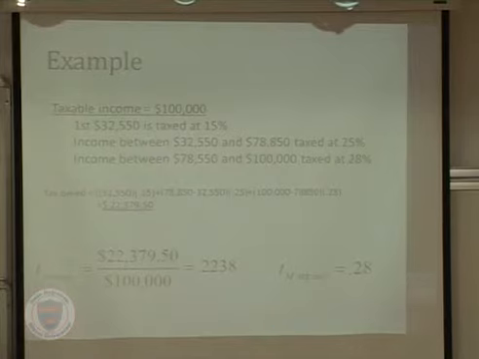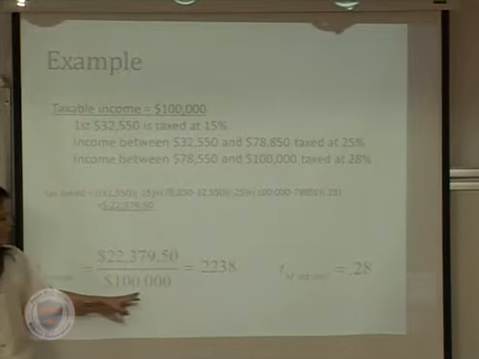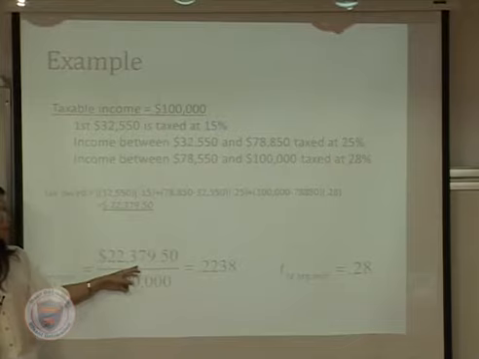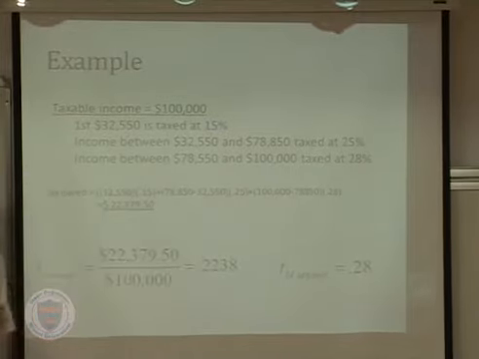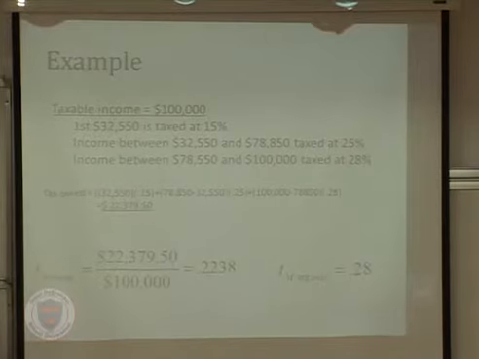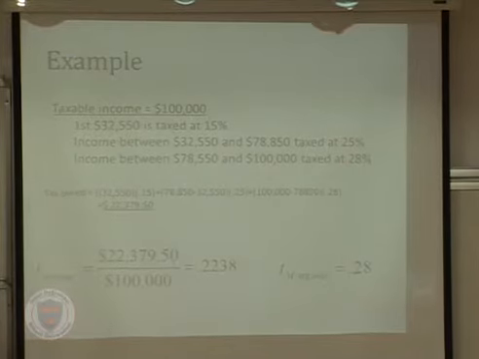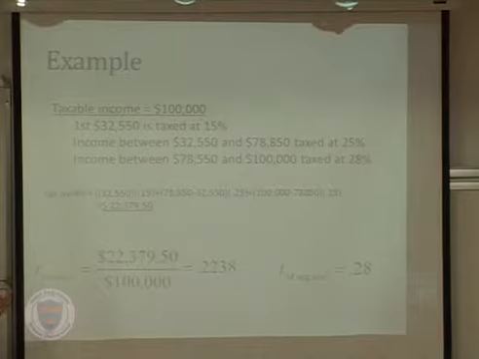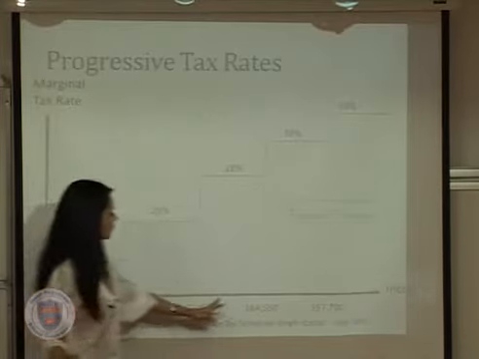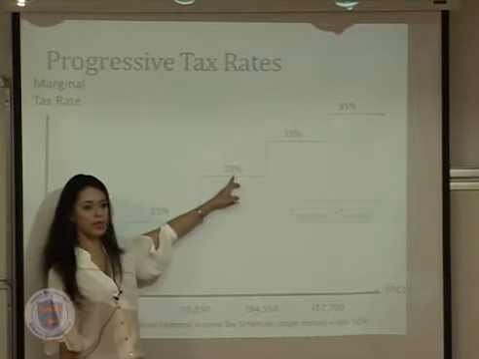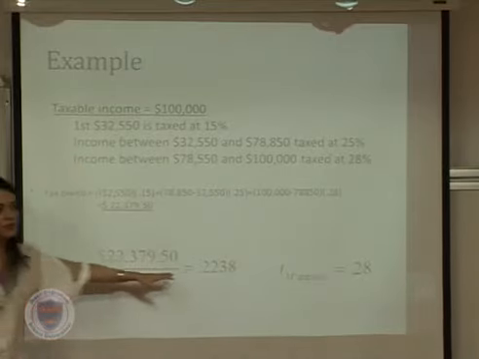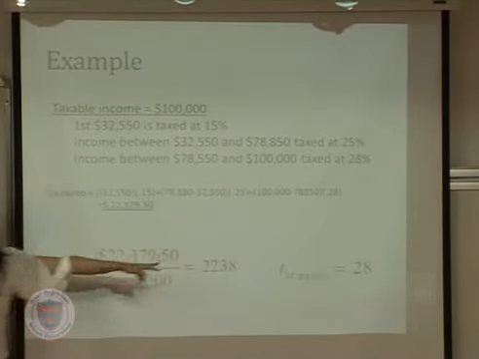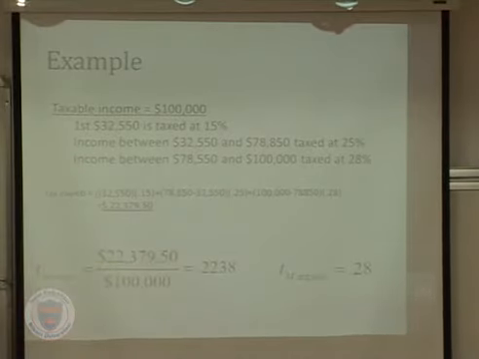So what is the average tax you pay? Compared to your $100,000 taxable income, you're paying 22,000. So the average tax rate is 22%. But if I ask you what your marginal rate is, if you're here, your marginal tax rate is 28%. So as you saw in the example, the average tax is less than your marginal tax because of the cumulative feature.